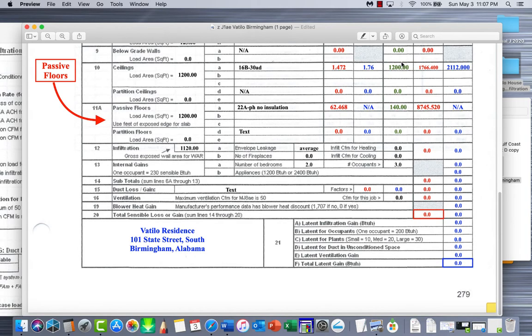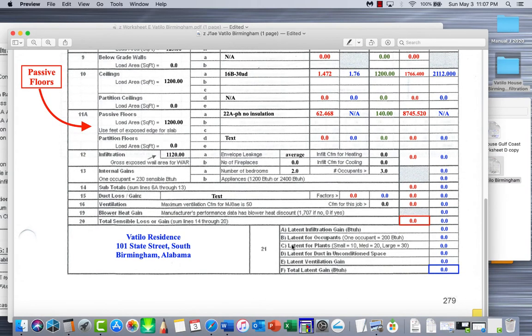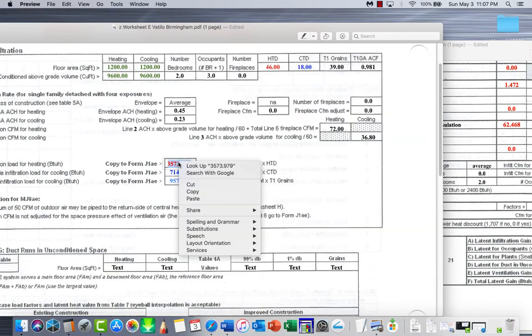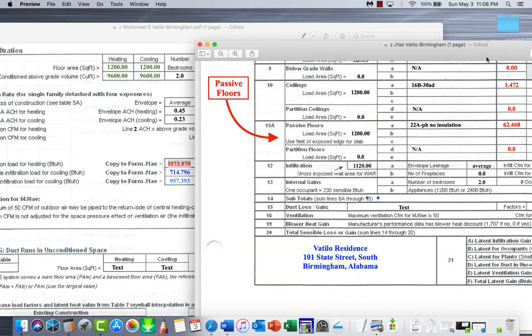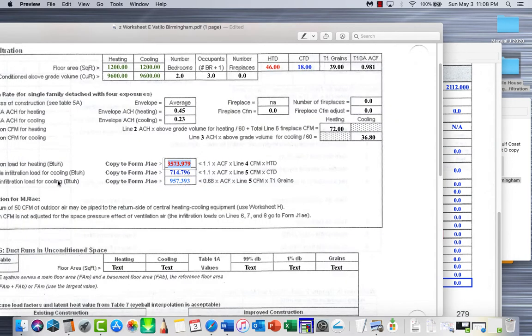All right, now let's see. Now we just need to transpose some of these numbers over. Now, like I said, latent is down here, cooling is right here, heating is right here. Like I said, we did have partition floors, so I'm going to go ahead and put an NA there so we don't mess up. But we are going to be right here. So we'll start with the heat and load first. Copy and paste, and that heat and load goes right here. Okay, next is our coolant.